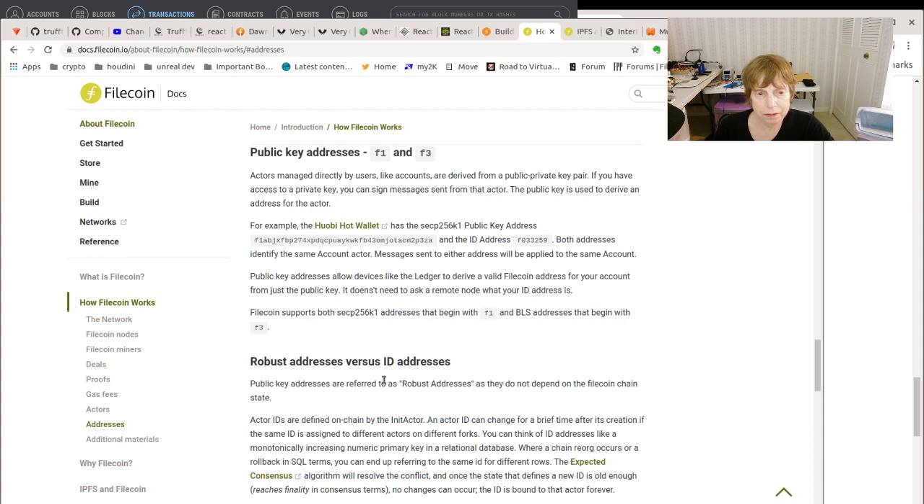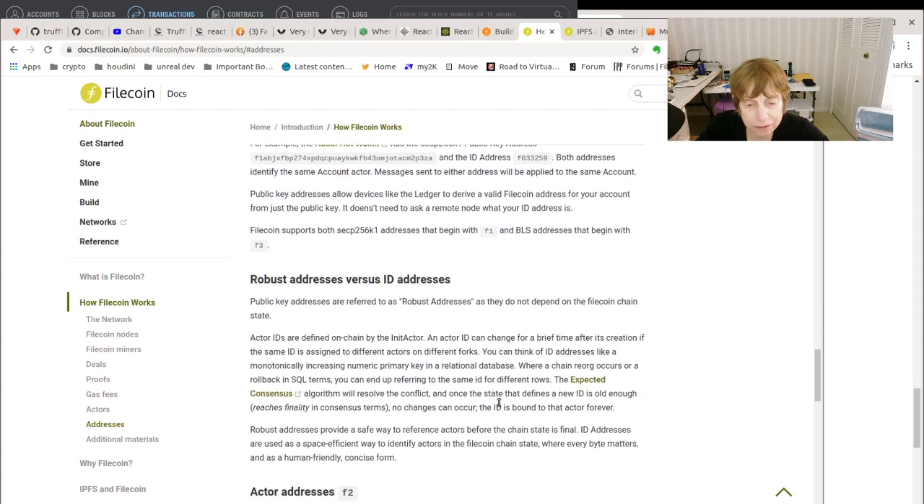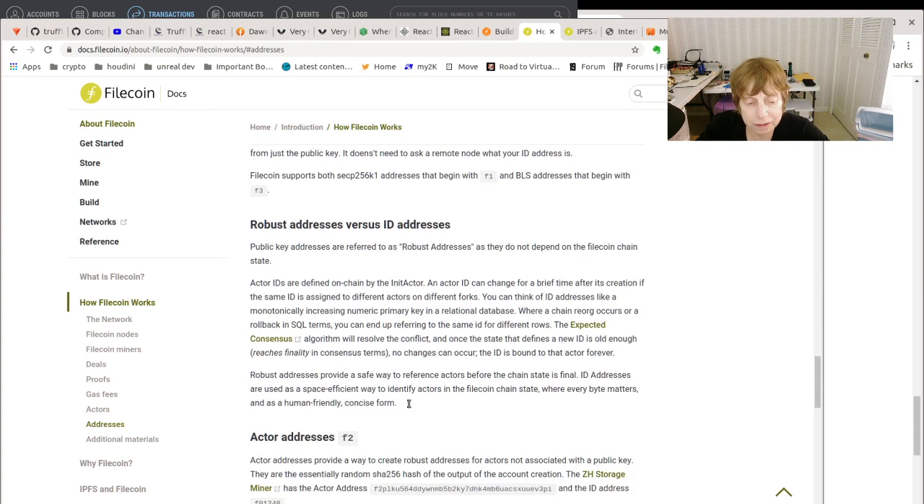Now that's interesting. You have a public key, and then the robust address that's defined on chain. Okay, so they don't depend on the Filecoin chain state. There's a conflict, the consensus. Well, we see consensus.